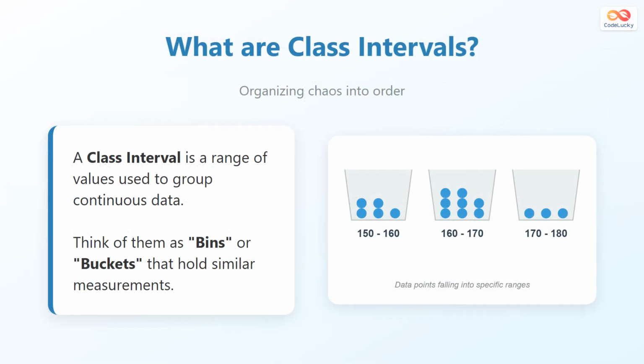This is where class intervals come in. A class interval is simply a range of values. You can think of them as bins or buckets. Instead of listing every single unique measurement, we check which bucket the measurement falls into and drop it there.